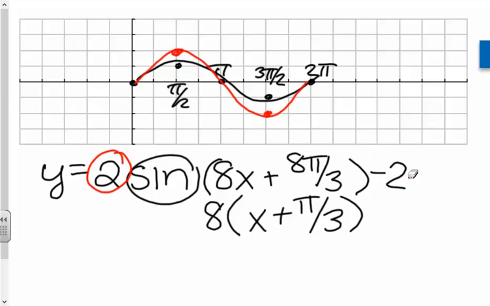Then up next, we are going to talk about this minus 2 out here. This is our vertical shift. This is saying all of the points are going down by 2. So this point goes down 2, down 2, down 2, down 2, down 2.